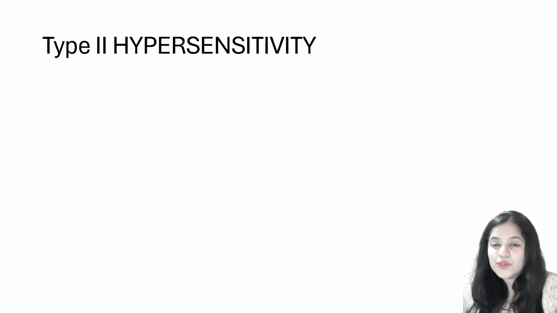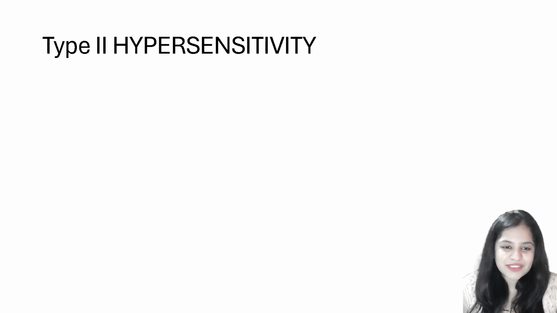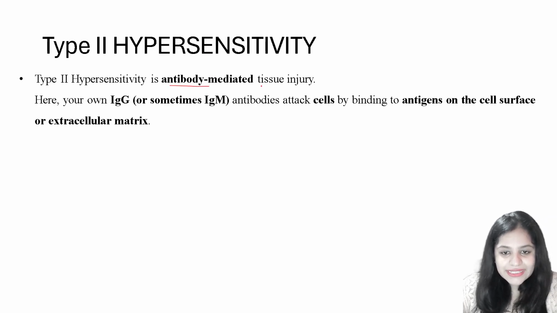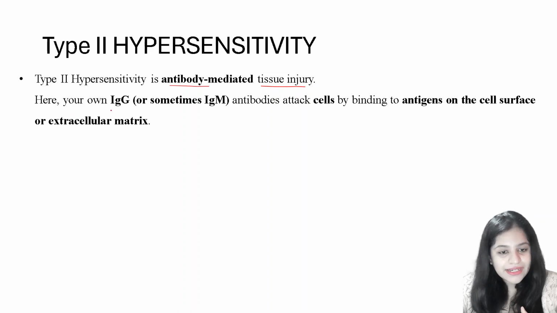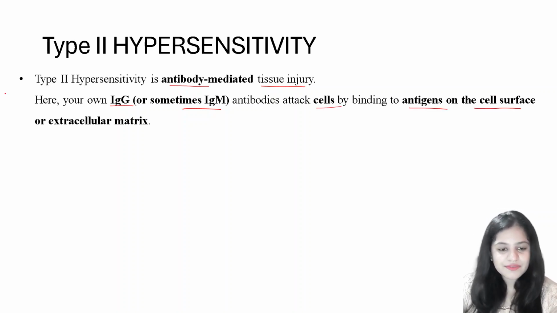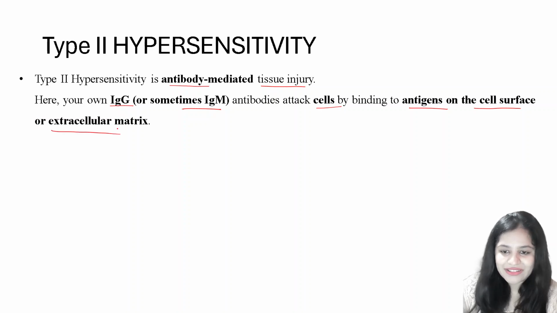Now let's go to type 2 hypersensitivity. Okay. What is the definition of type 2 hypersensitivity? It is antibody mediated tissue injury. Here your own IgG, or sometimes IgM, but mainly IgG, antibodies attack cells by binding to antigens on the cell surface or extracellular matrix. Okay.